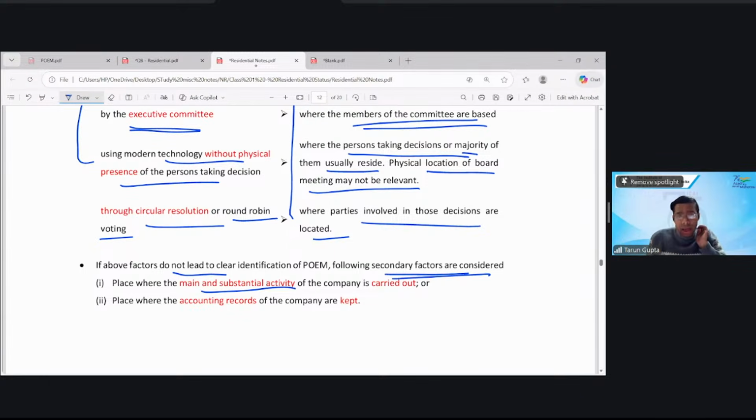Where the main and substantial activity is carried out, where the actual activities are being carried out, and where accounting records are kept. These are only suggestive. These are not exhaustive. See, POEM is a concept you have to see for the entire year, where the key management commercial decisions are taken. It's not a snapshot approach. You don't have to see one decision. You have to see actually, factually, where the key management decisions are being taken. Okay, considering all the relevant factors during that year.